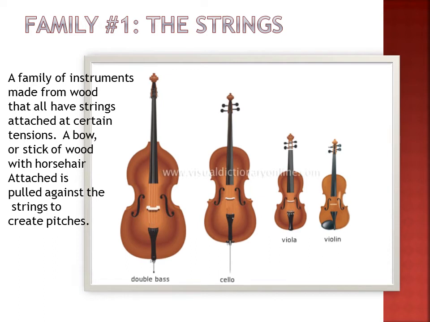So, on to the first family. The first family are the strings. As you can see from the picture, there are 4 main instruments in this family. All of these instruments are made from wood and have strings strung on them at certain tensions. A bow, which is a stick of wood with horsehair attached to it, is pulled against the strings to create the different pitches. Fingers are put down onto the strings, and by changing the length of the string as it's bowed, you change the pitch. The violin, viola, cello, and double bass are the 4 instruments that are the main part of the strings family.